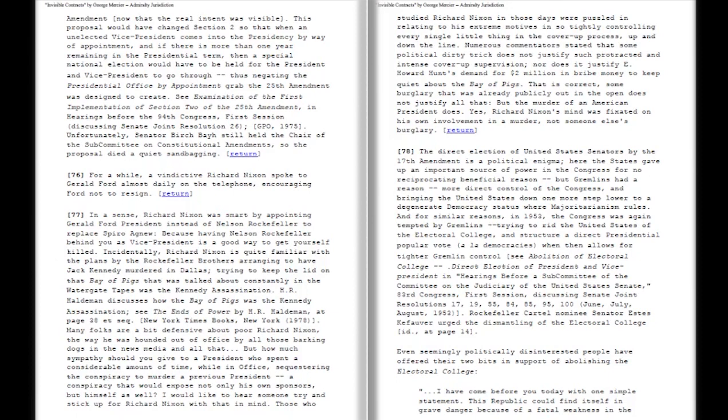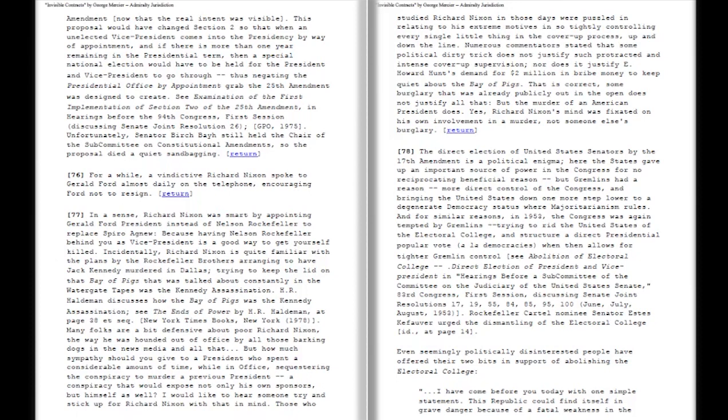Return. 78. The direct election of United States senators by the 17th Amendment is a political enigma. Here the states gave up an important source of power in the Congress for no reciprocating beneficial reason, but gremlins had a reason: more direct control of the Congress, and bringing the United States down one more step lower to a degenerate democracy status where majoritarian rules.